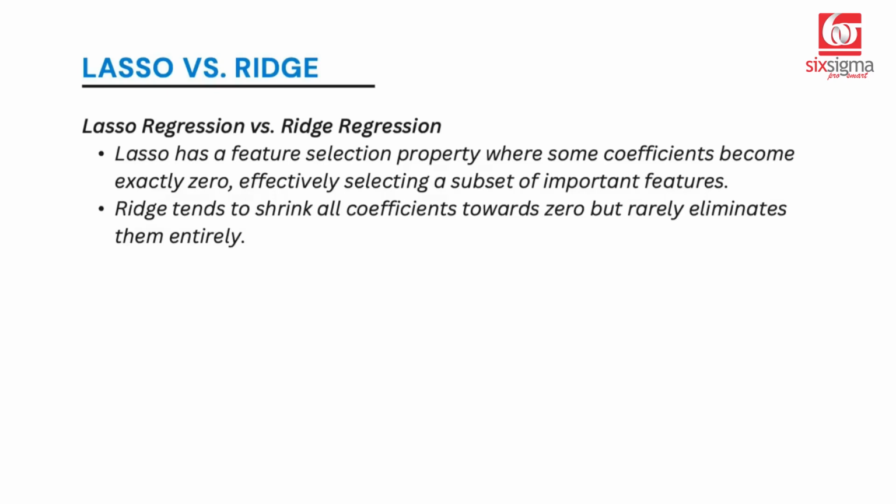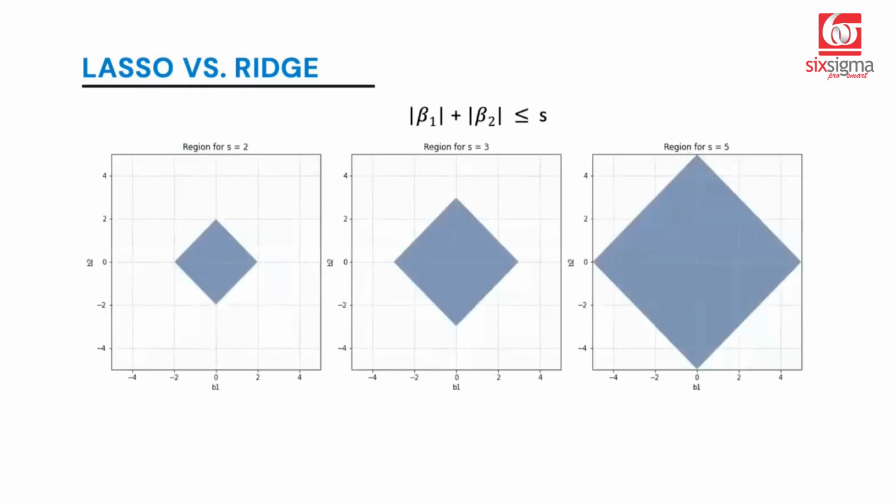So let's now understand how the loss function looks. Let's say only two features, which have two coefficients, beta 1 and beta 2. And we are trying to keep them constrained so that the sum of these two coefficients is always less than or equal to some number s. Now, how does this look geometrically? You can see this forms the shape of a diamond.